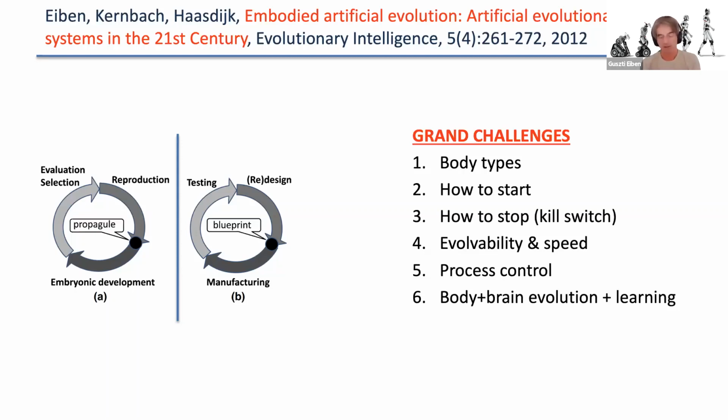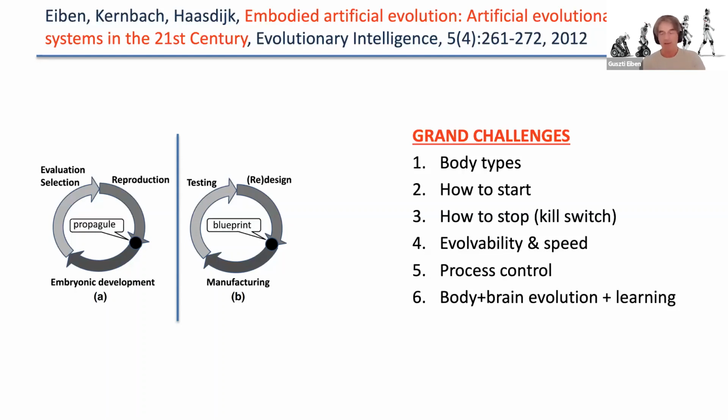And then because it is practical, we don't have millions of years, so the evolvability and the speed of evolution is an issue. And obviously process control. So it's an algorithm we have to control. We have to make sure that the components are well aligned and that everything works.